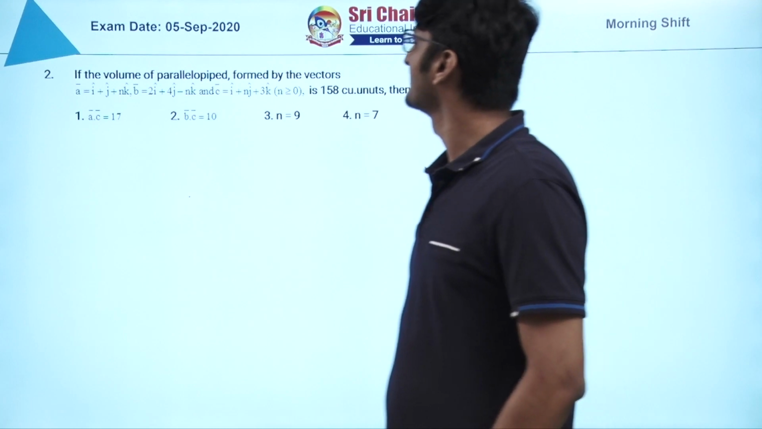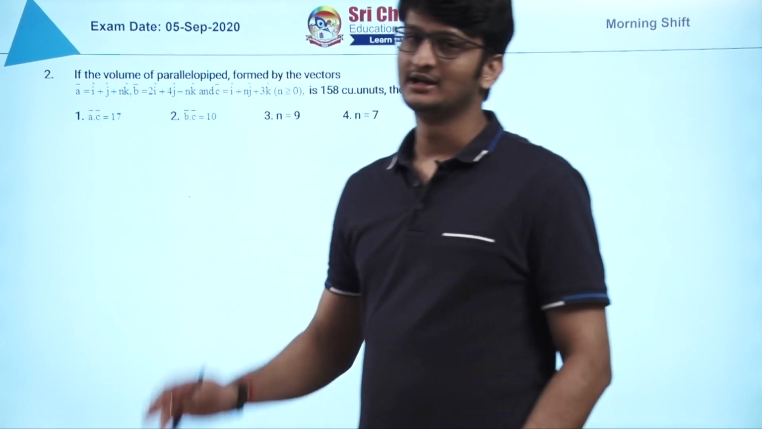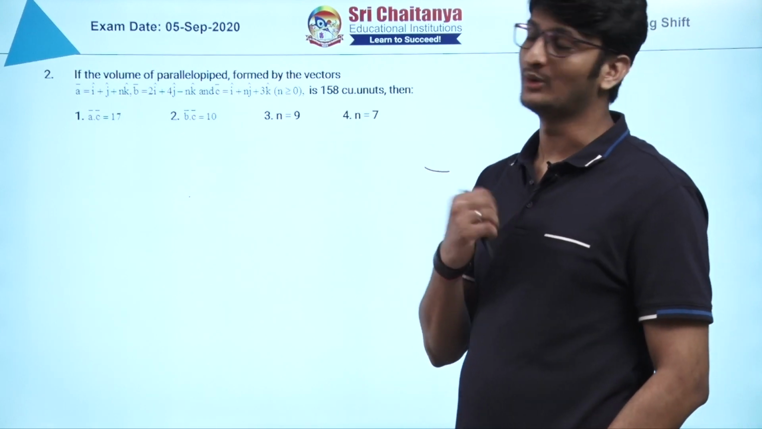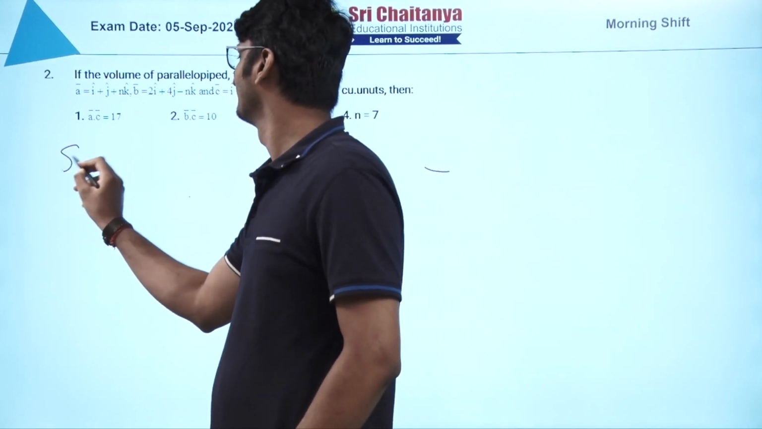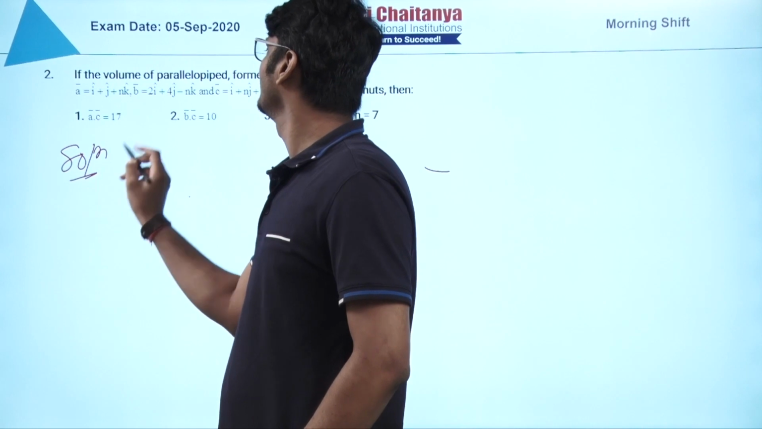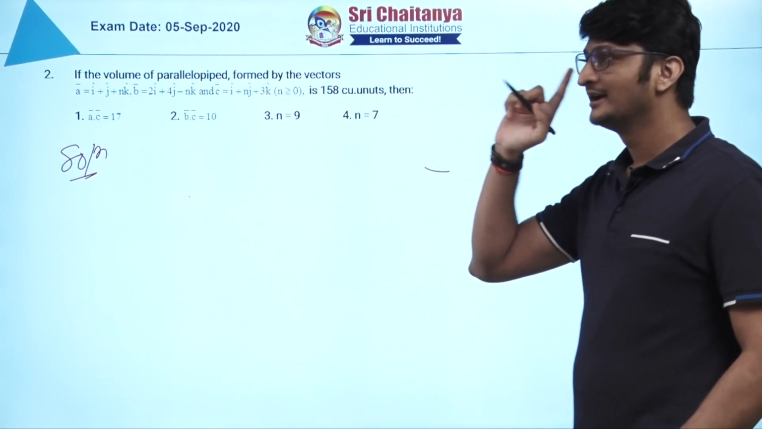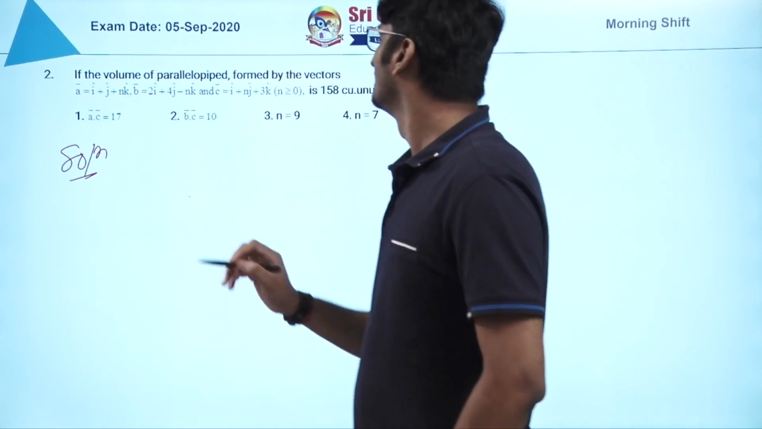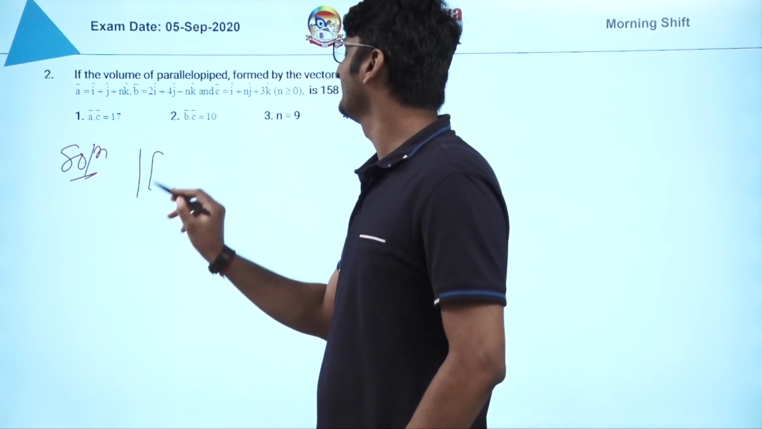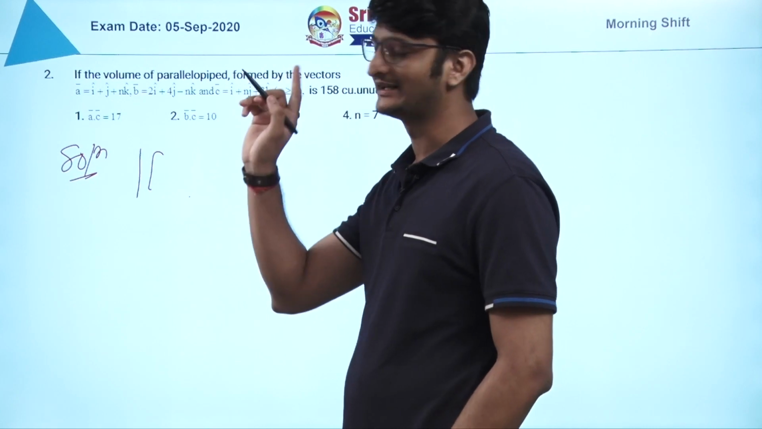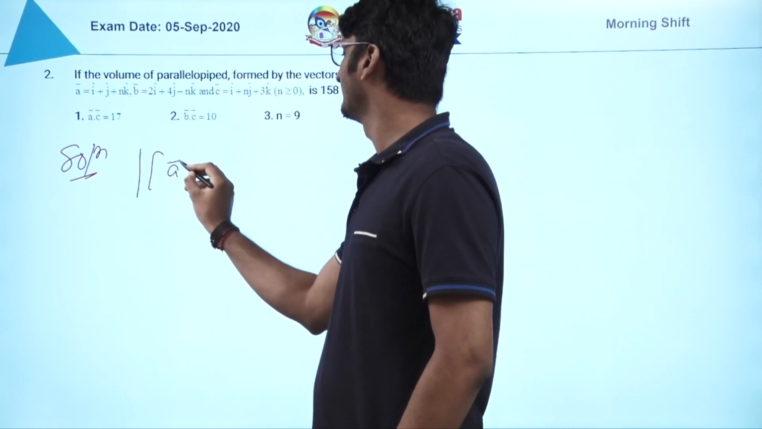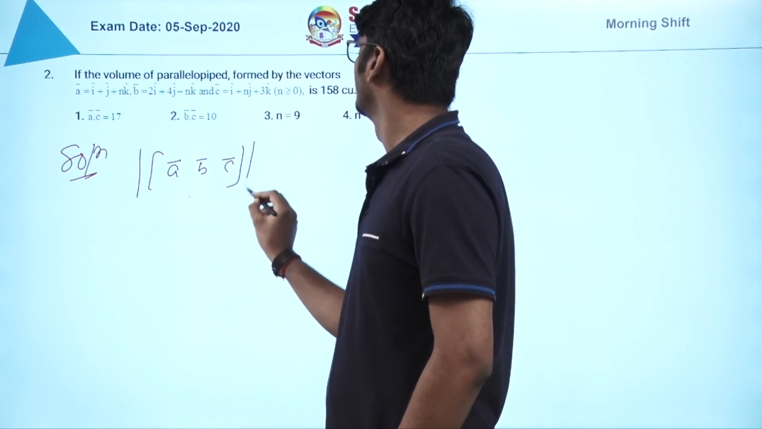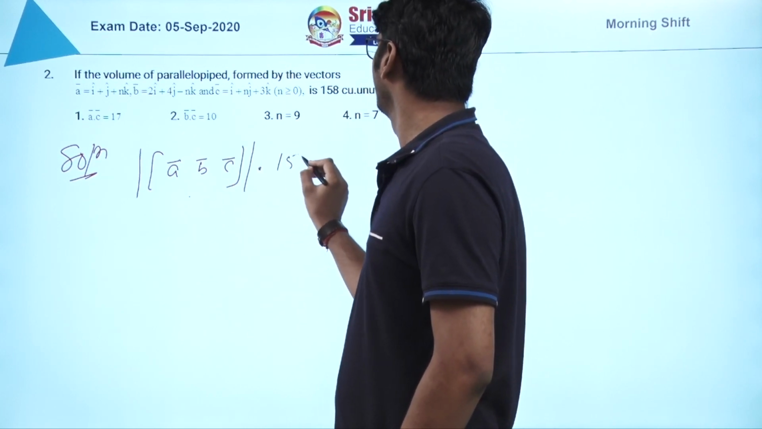This question comes from the chapter Vector and 3D, the most scoring chapter and the favorite chapter of the students also. Why? Easy and scoring. So, they are asking the volume of a parallelepiped. What is a parallelepiped? A solid figure whose all the sides are parallelograms. The volume of a parallelepiped is given by box of ABC. Box means scalar triple product, and we are putting mod over it because we require the absolute value of the box. It is 158, it is given.